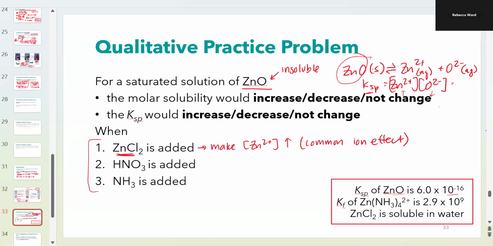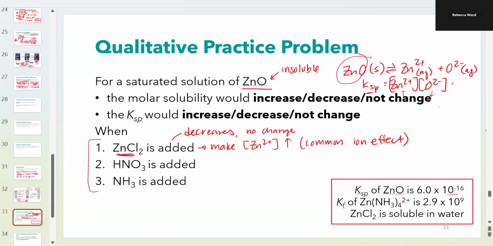Okay, so this decreases the molar solubility and doesn't change the Ksp, because you will never answer that the Ksp changes unless we change the temperature.